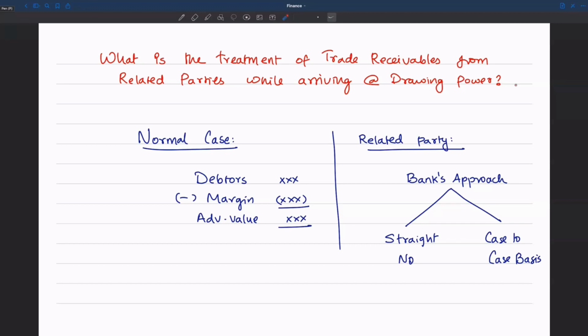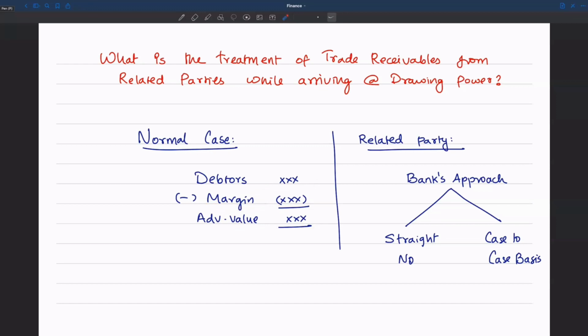Inventory, of course, is with them, but receivables are basically money that has to be collected from customers. So here the question is, what will happen if those customers' trade receivables are actually related parties? Let's see. In the normal case, while computing the drawing power, what will the bank do? They'll take the debtors, from that they will deduct the margin, okay? Then they will arrive at the advance value.